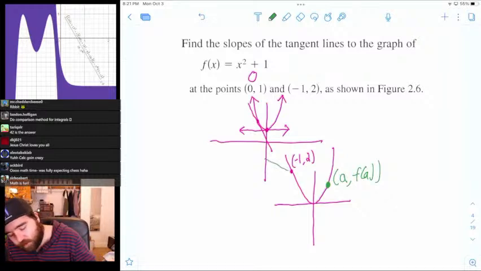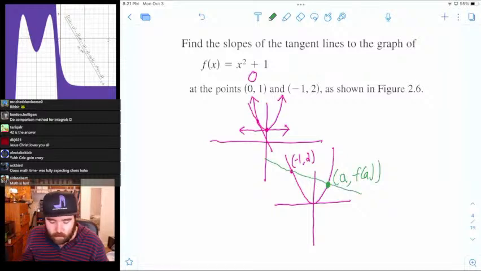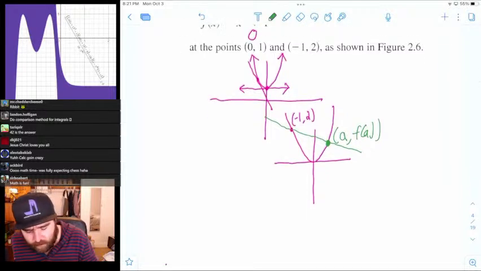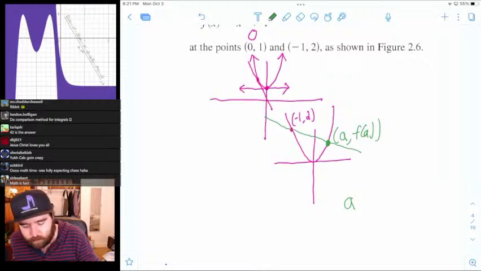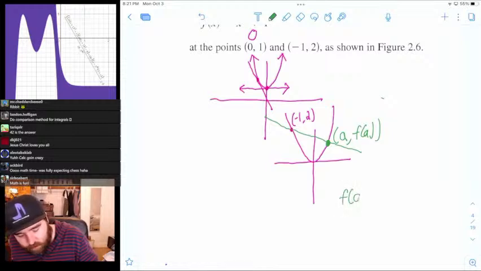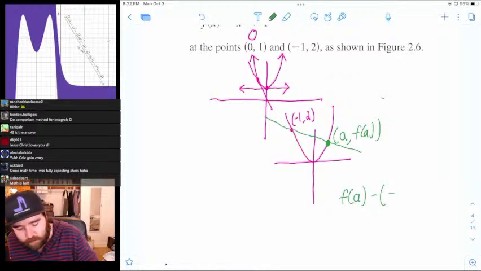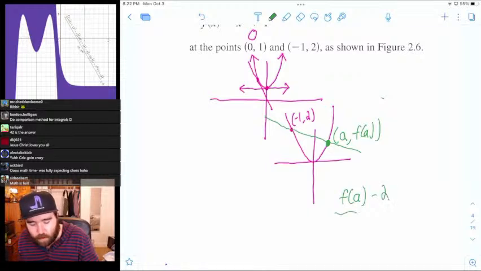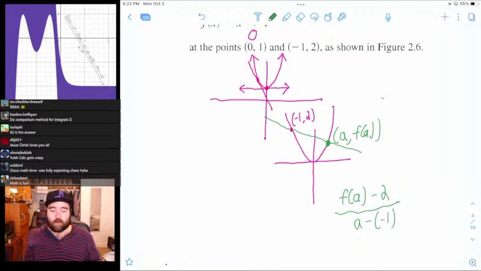And we can find the slope between those 2 points, right? That slope's easy to find. The slope between those 2 points is y2 minus y1, which is actually just 2. So f(a) minus 2, over x2 minus x1. So that's our slope between those 2 points. That's fine. There's nothing wrong with that.